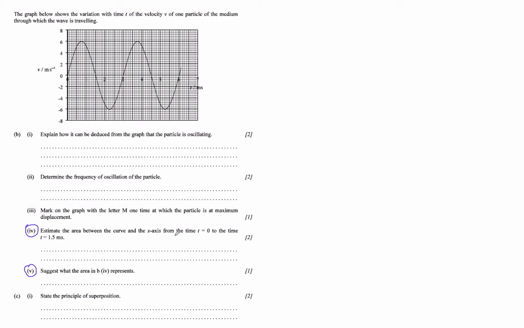Okay, estimate the area between the curve and the x-axis, right, from 0 to 1.5. So that's this area right here. Okay, so we're going to find that area, and then suggest what that represents. Well, let's figure out what it represents first, right?